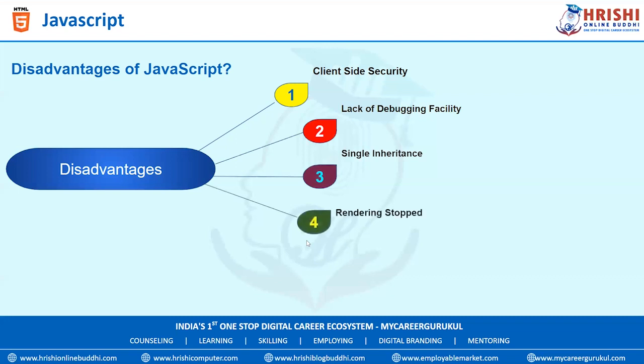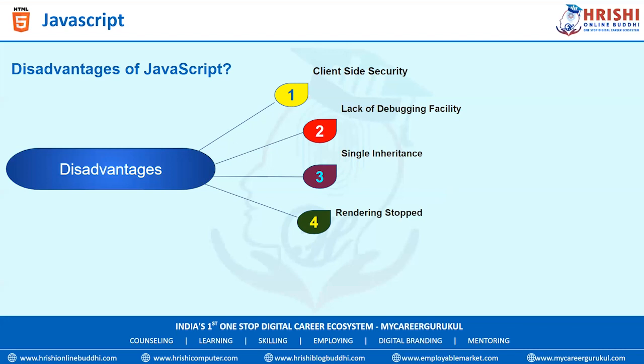Then the next disadvantage is single inheritance. JavaScript only supports single inheritance and not multiple inheritance. Some programs may require this object-oriented language to fetch particular classes or pass a particular inheritance from one class program to another class program.